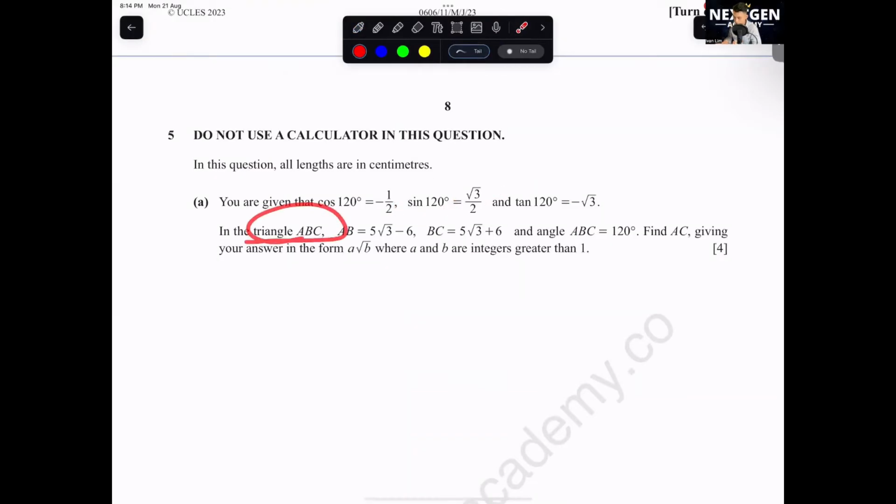In the triangle ABC, AB is 5√3 minus 6, BC is 5√3 plus 6, and angle ABC is 120. Okay, you need to sketch it out for you to see clearly. Find AC, giving your answer in the form a√b. Okay, roughly sketch it out, A, B, and C.